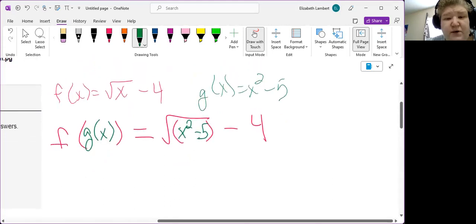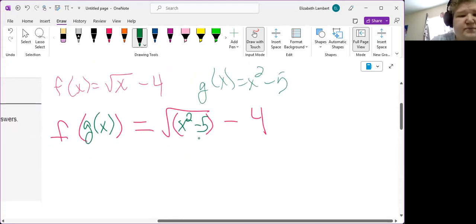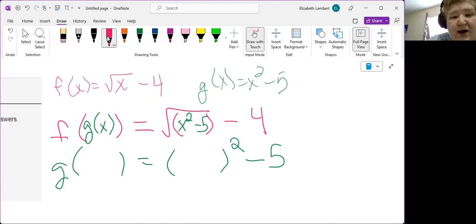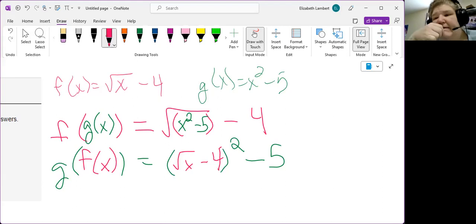Get a little more room here now. G of f of x. So I start with my g, things squared minus 5. And now f, I'm going to put in what f is, which is the square root of x minus 4.